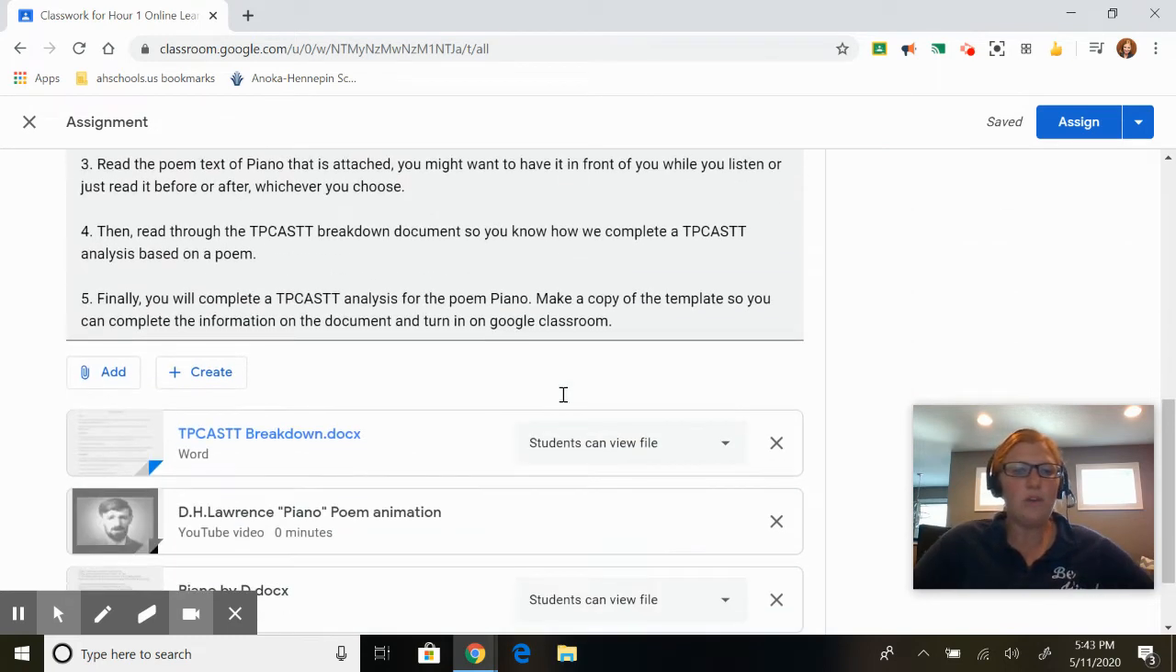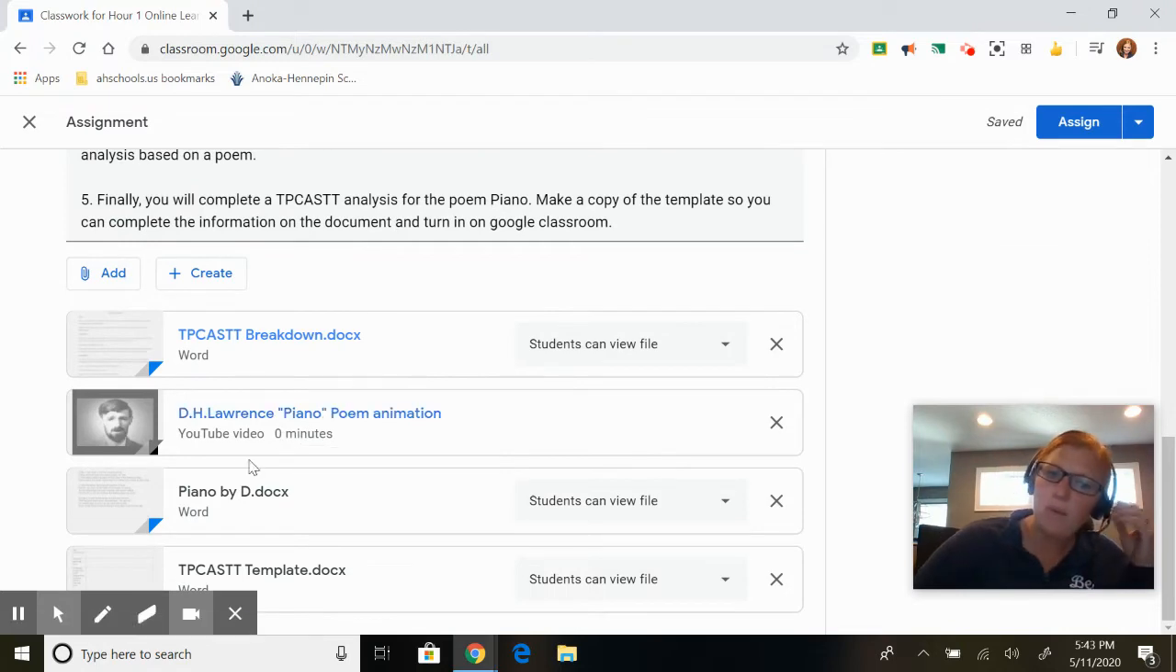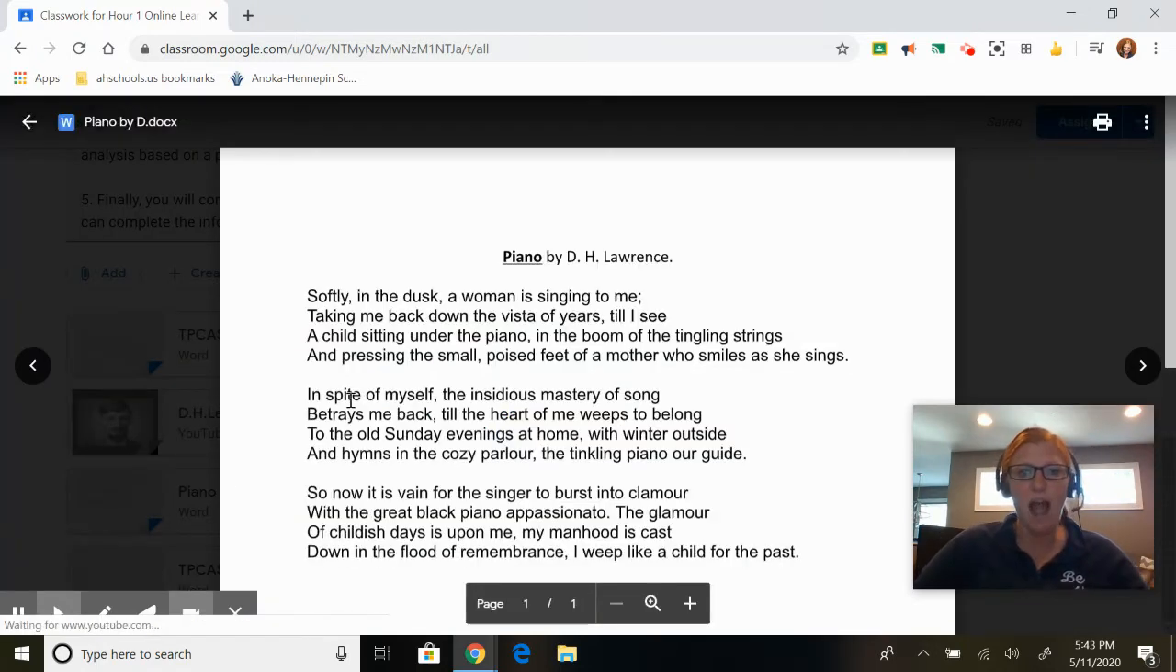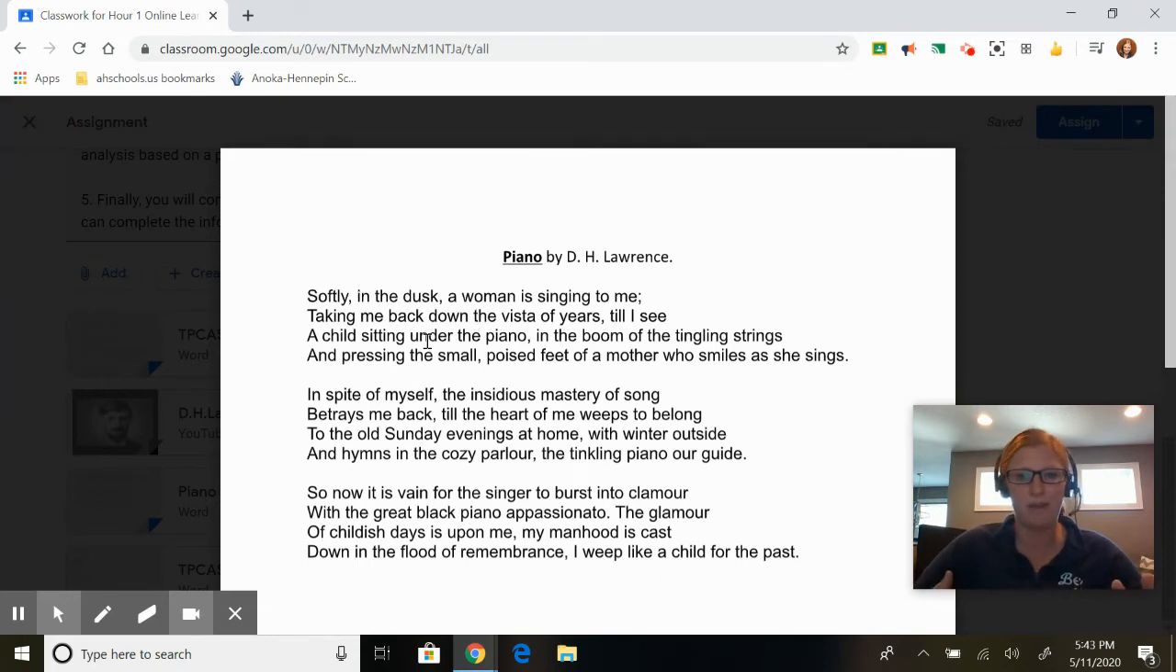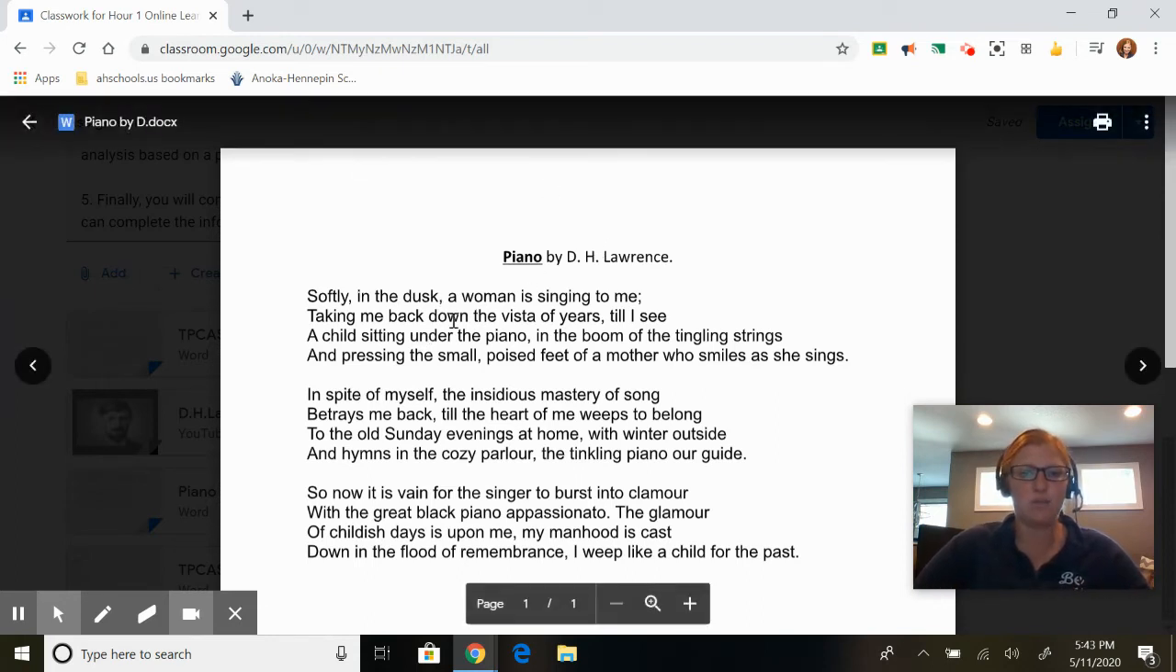And now you'll see that the poem that we have is on here. So, the text is here. I would suggest that you have the text in front of you as you're listening. So you'll have more than one thing up at a time, or at least make sure that you're going back and referencing the actual poem itself. So, this is the poem text.